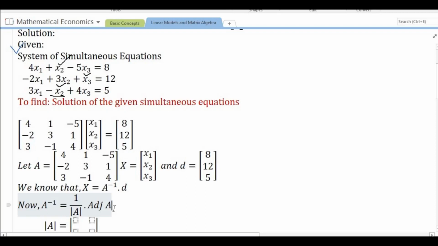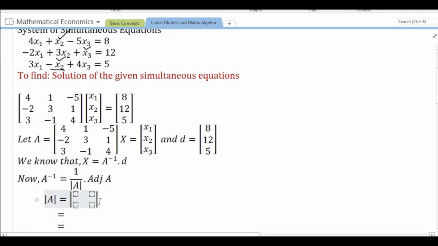Now we have already solved problems based on A inverse, that is finding the inverse of a given matrix. There are two conditions. The first condition is that it should be a square matrix. So the coefficient matrix out here is a square matrix of 3 by 3 order. The second condition is that the determinant should not be equal to 0. Let us proceed and check whether its determinant is equal to 0 or not.